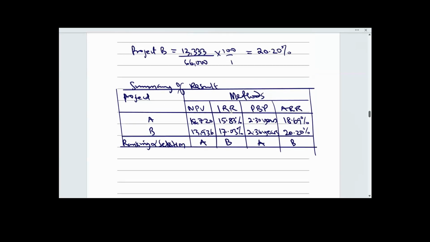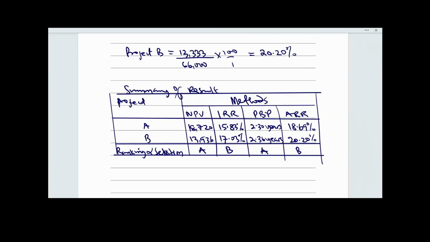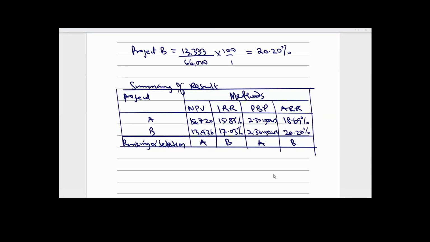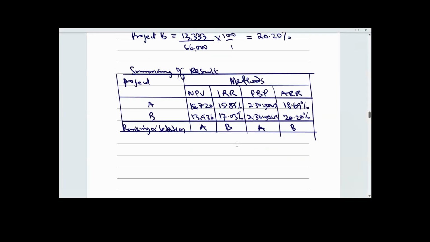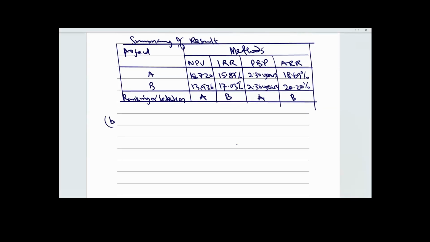Okay, so in part B of the question, the examiner is now asking you to advise. Part B states: which, if any, of the two investment projects should the company accept and why? And that's one of the reasons why this summary table will come in handy. This will enhance because you can see the summary of the final result. Now, the examiner is asking you in part B which of project A or B the company should select.